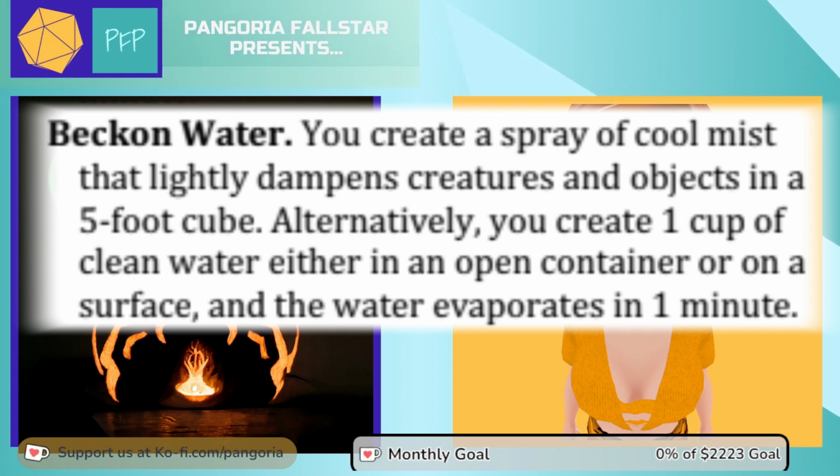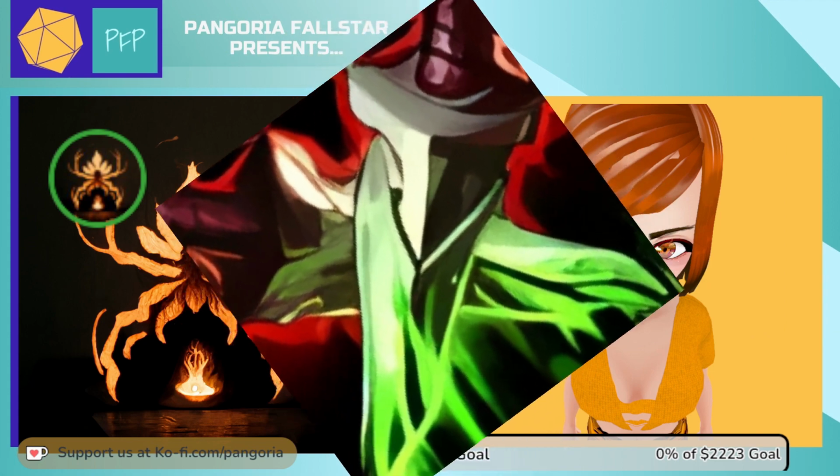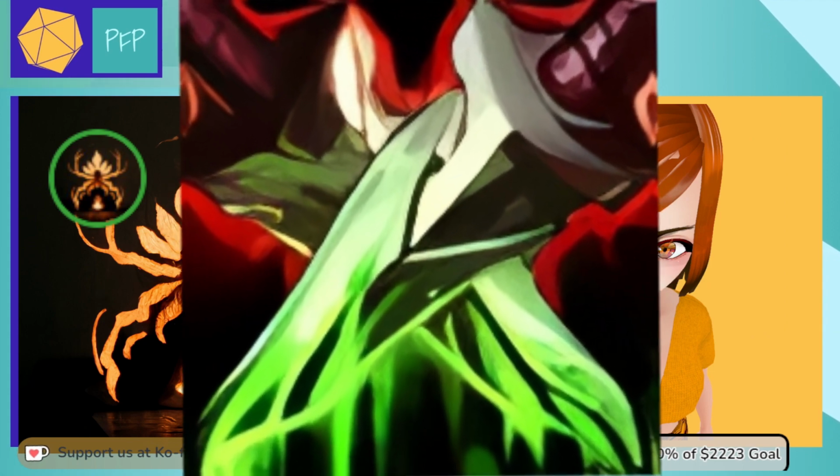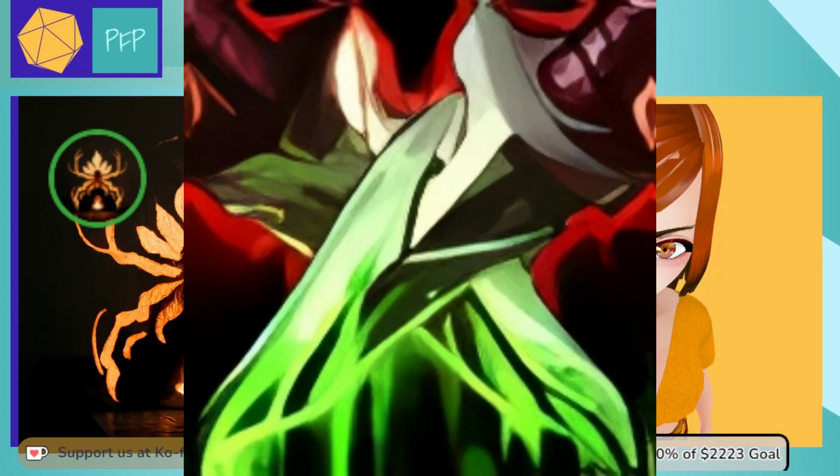What does that mean? What happens? Because it says it evaporates. If it's in your stomach, what happens when it evaporates? Is this meant to be an assassination cantrip? I'm just saying, it seems like it's an assassination cantrip. I'm just saying, it does. Water in your body doesn't evaporate like that.